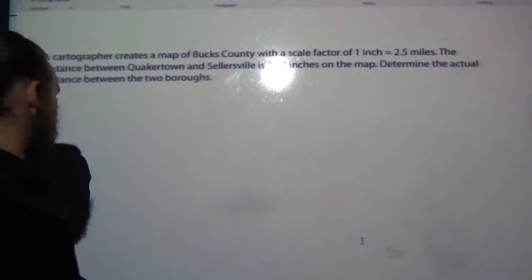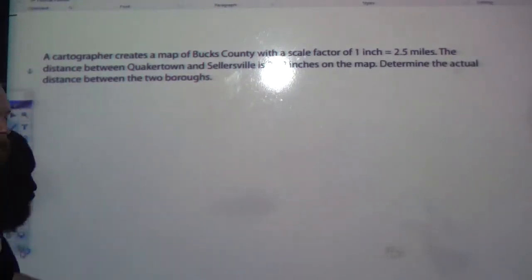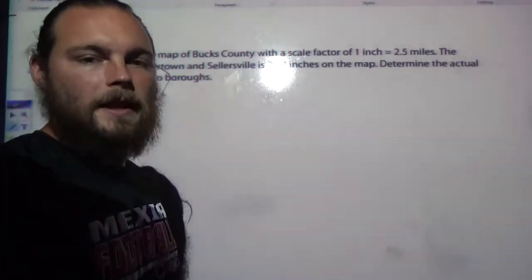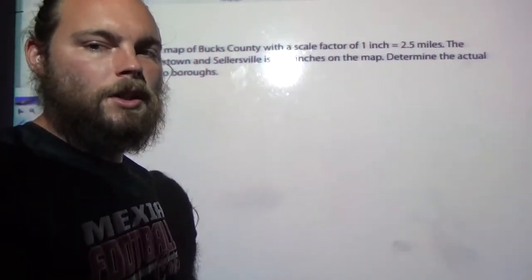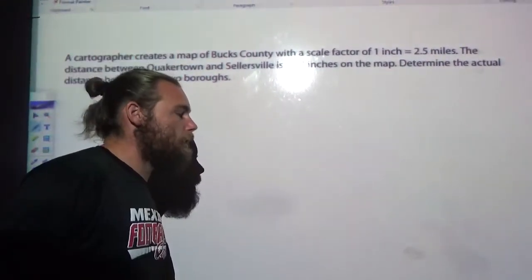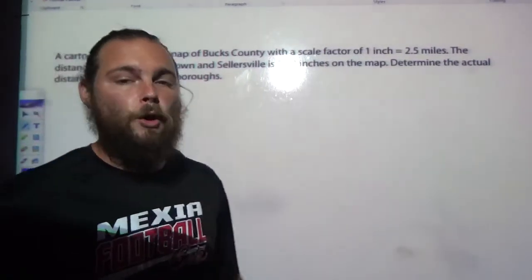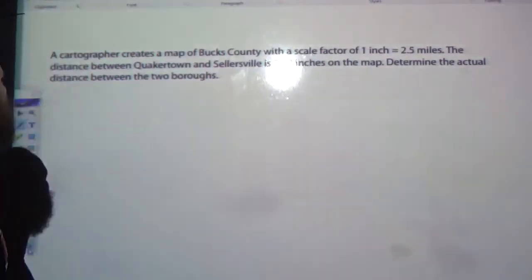All right, ladies and gentlemen, today we're continuing on our discussion about proportionality. We talked about this a little bit yesterday in dealing with similar shapes. Today we're talking about being proportional using word problems. Okay, so I've got a problem here.